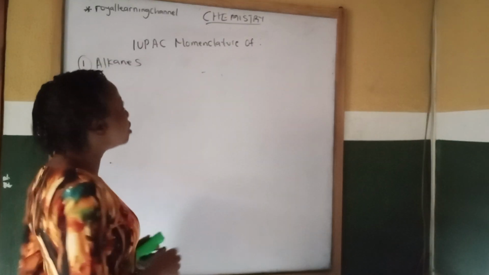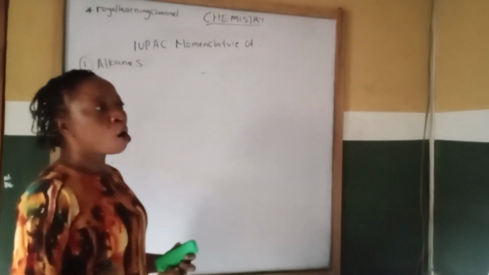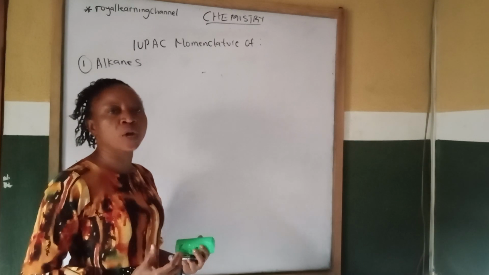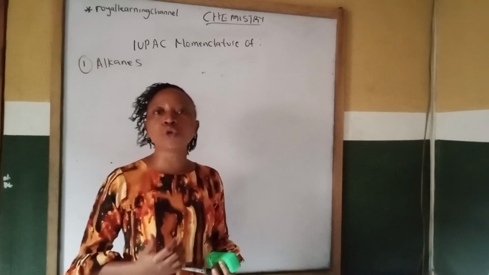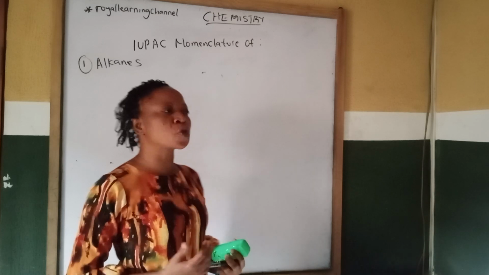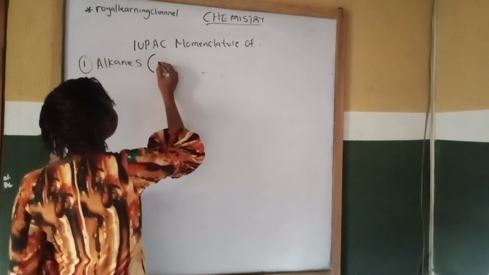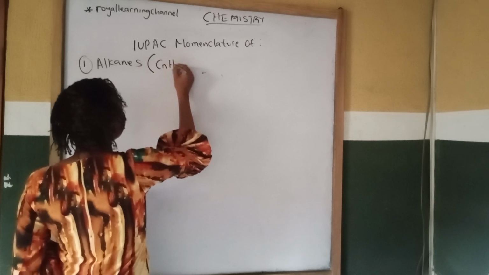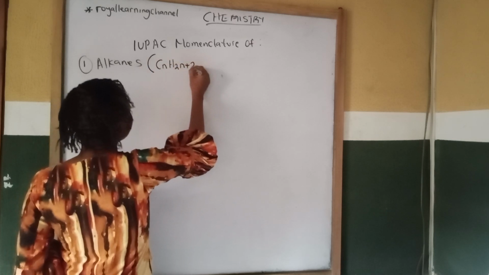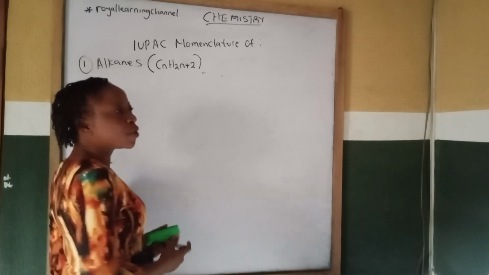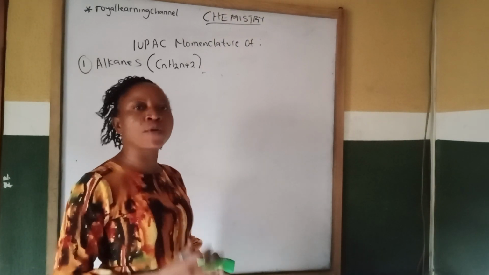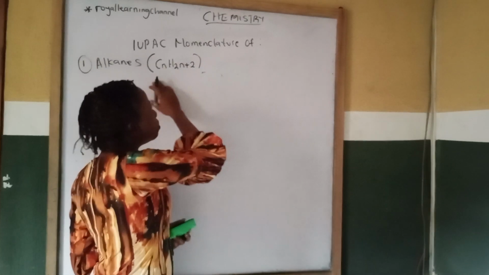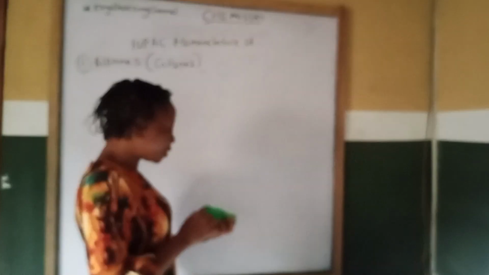Then another thing, you must be able to derive the molecular formula of members of alkane. Now, the general formula for alkane is CnH2n+2. Then you derive the molecular formula for members of alkanes from this general formula.